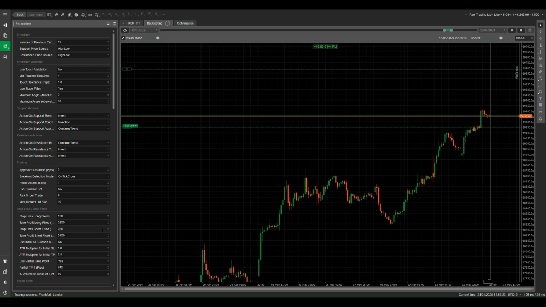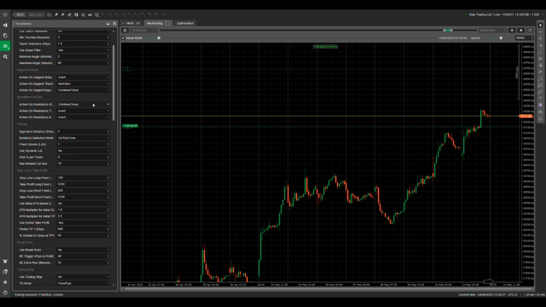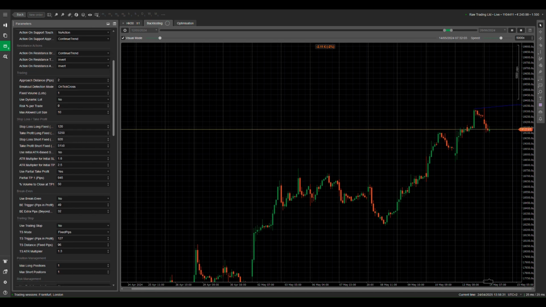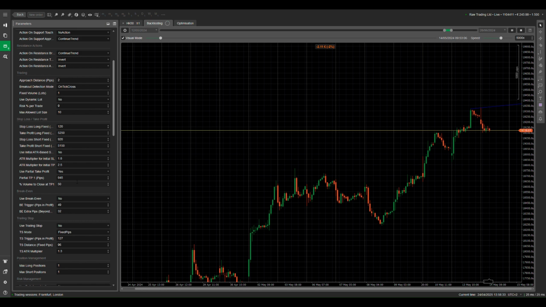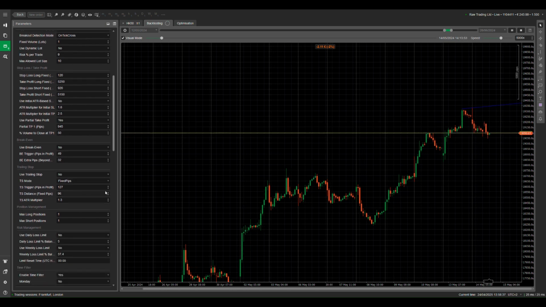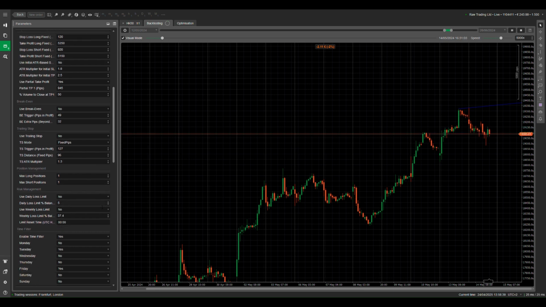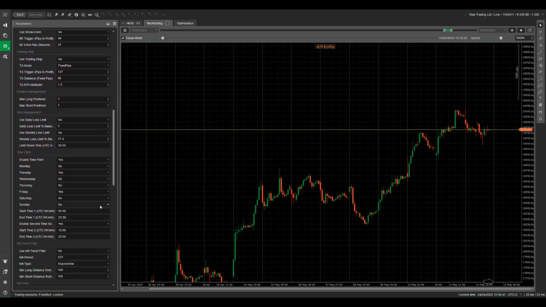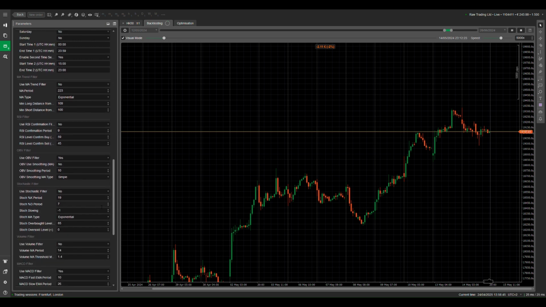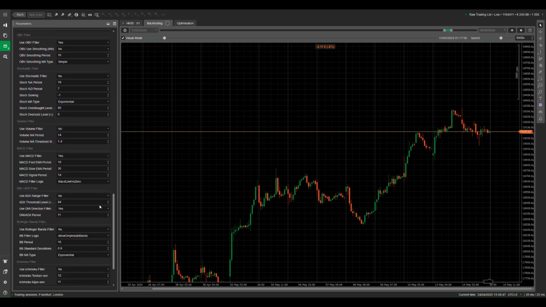TS ATR multiplier. Description: the multiplier applied to the current ATR value, in pips, to determine the trailing stop distance. Only active if use trailing stop is true and TS mode is ATR. Uses the shared ATR period. Default, 2.0. Min value, 0.1.